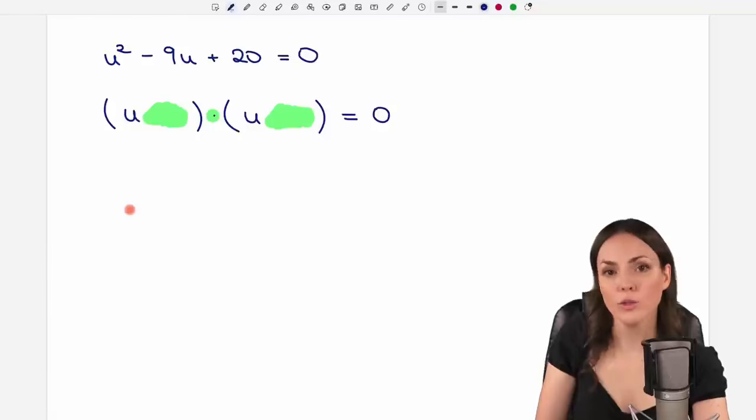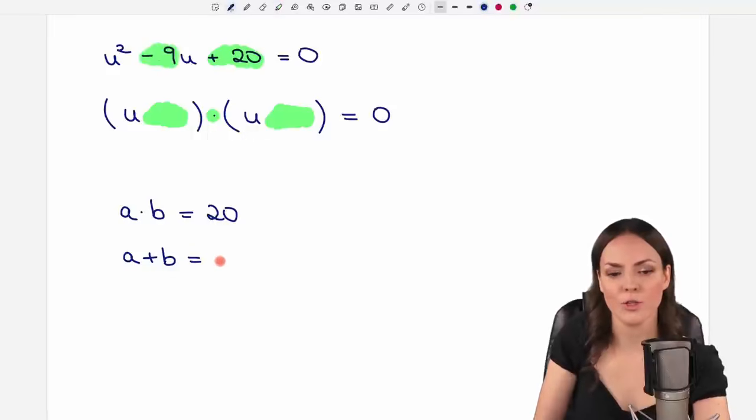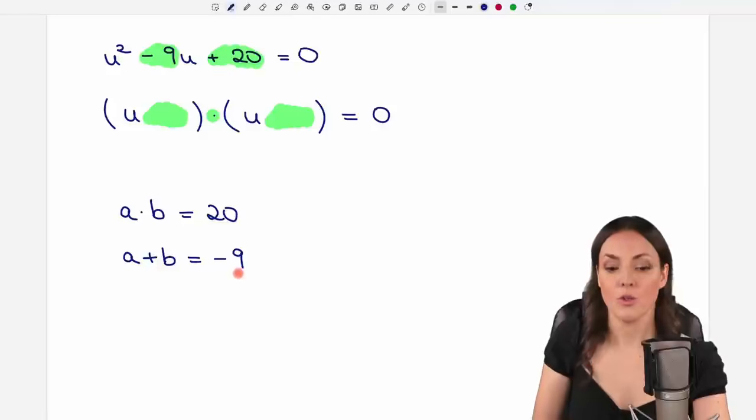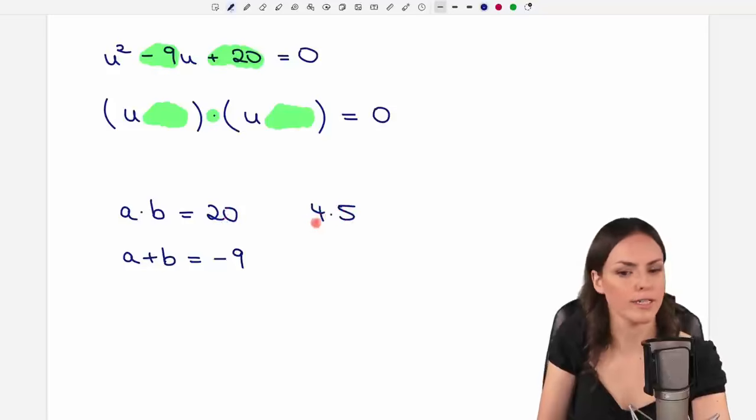And if we multiply these two numbers, so let's call them A and B, if I multiply A by B, then I have to get this number here as a result, so the 20. And if I add these two numbers that I still have to find, so if I add A and B, then I have to get this number as a result, so the -9. So I'm looking for two numbers now that if I multiply them, I get 20 as a result. This would be something like 4 times 5, for example.